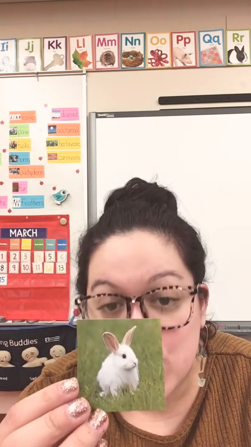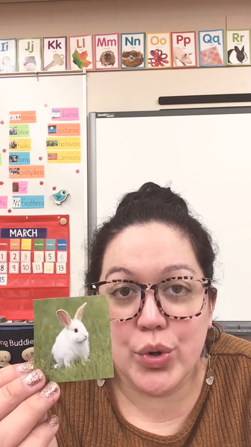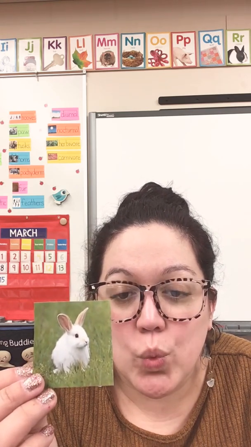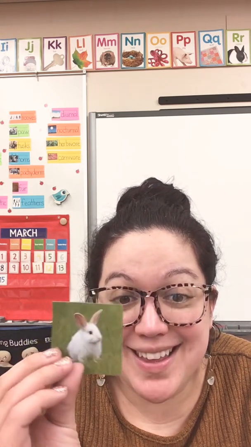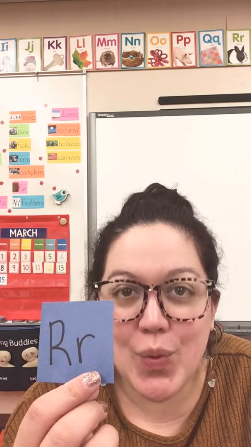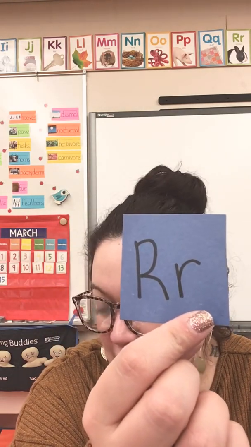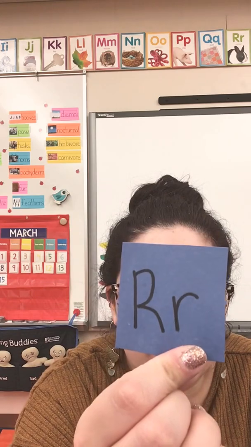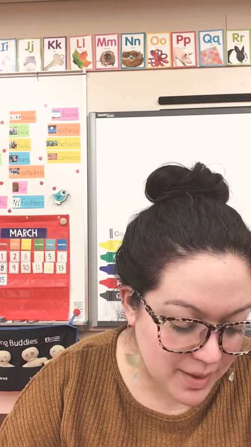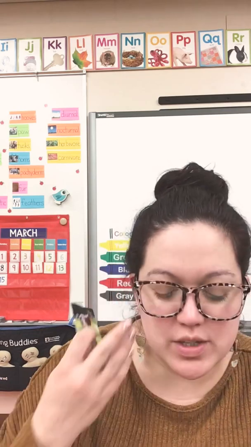Rabbit. What letter does rabbit start with? What makes that sound? Rabbit. Ready? R. Rabbit. Look for your letter R on your chart or on your bingo sheet and go ahead and cross it off or put popcorn down, whatever you're using. Rabbit. Okay.